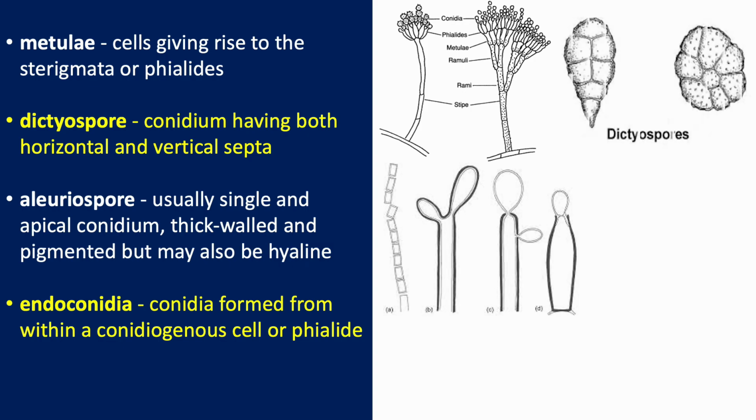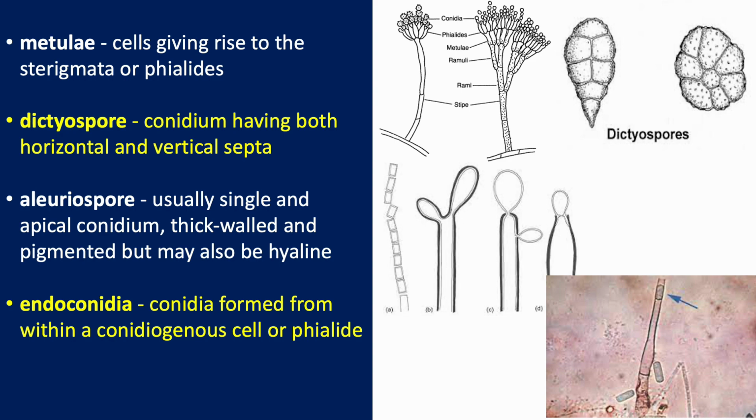Dictyospores means the conidia having both horizontal as well as vertical septa as shown in the diagram. Aleuriospores, these are usually single and apical conidia. They are thick-walled and pigmented but may also be hyaline.